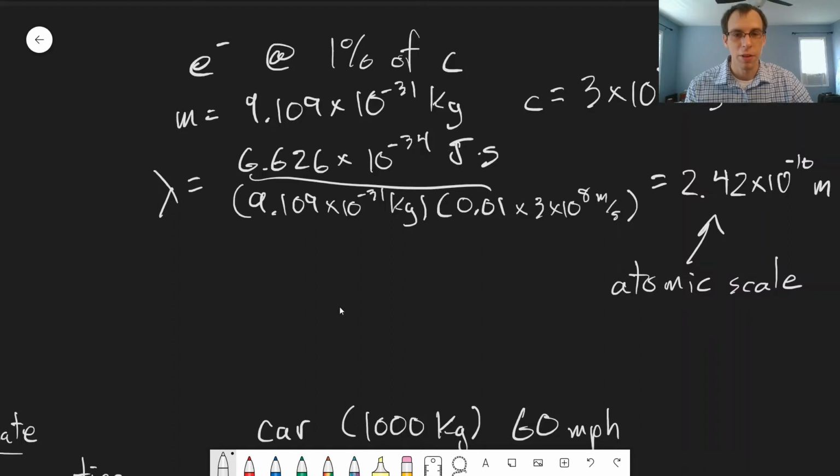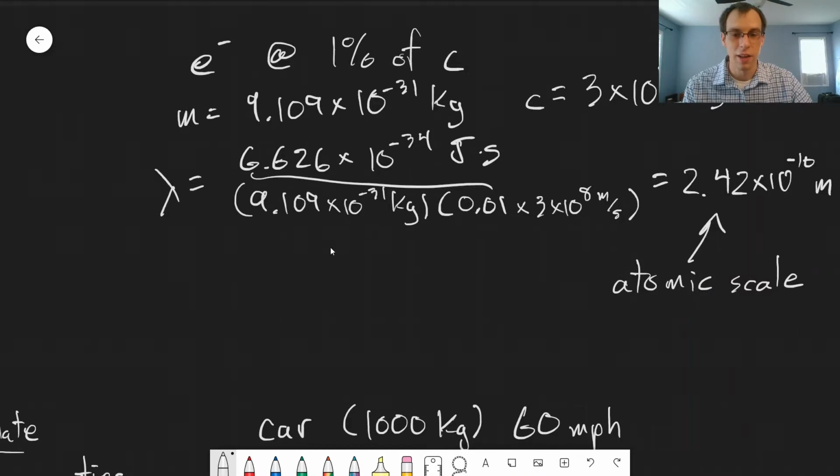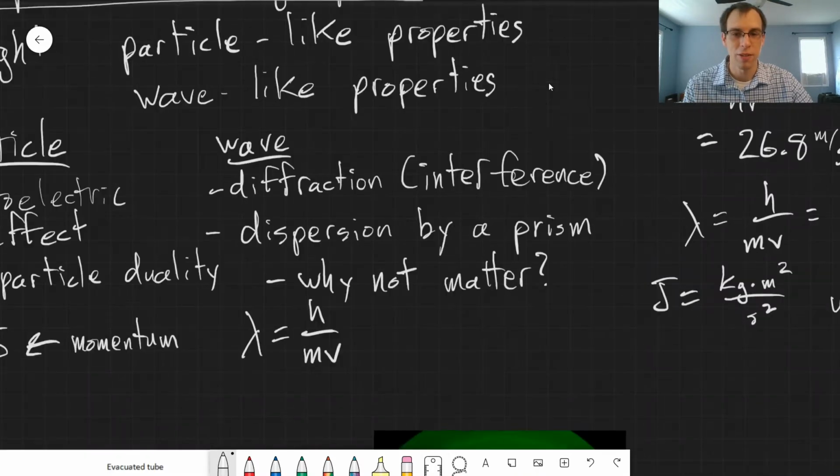Okay, so in the previous video, we did this calculation where we saw that, if we're talking about electrons moving fairly fast, 1% of the speed of light, we get something that's on the order of atomic scale in terms of diffraction, or the wavelength that we observe. And so we can actually observe diffraction with electrons. And so that's the next topic we'll be talking about: experimental observations.